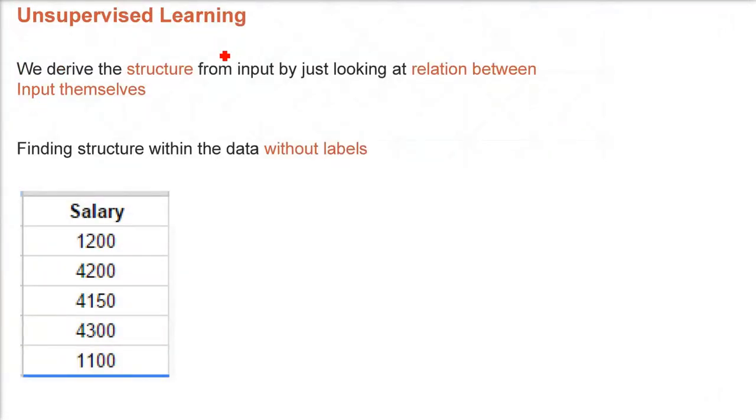Let us take an example here that we have a salary and we don't know anything about this and how it is going to make clusters. See, anything which is 2000 and below, it will put in one cluster. Anything which is greater than 2000, it will put in another cluster.